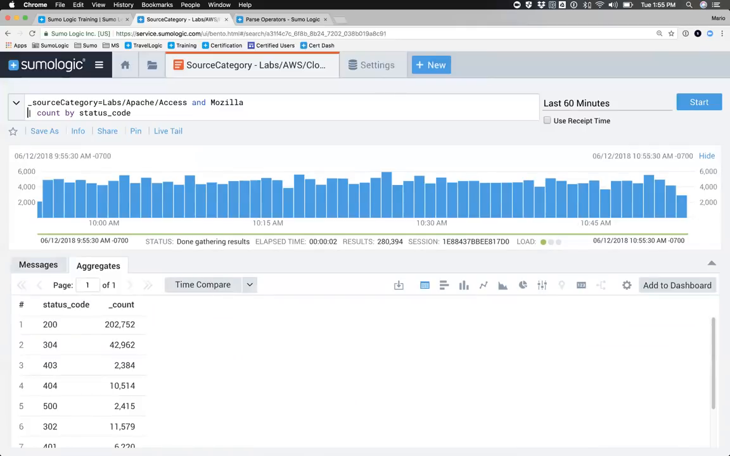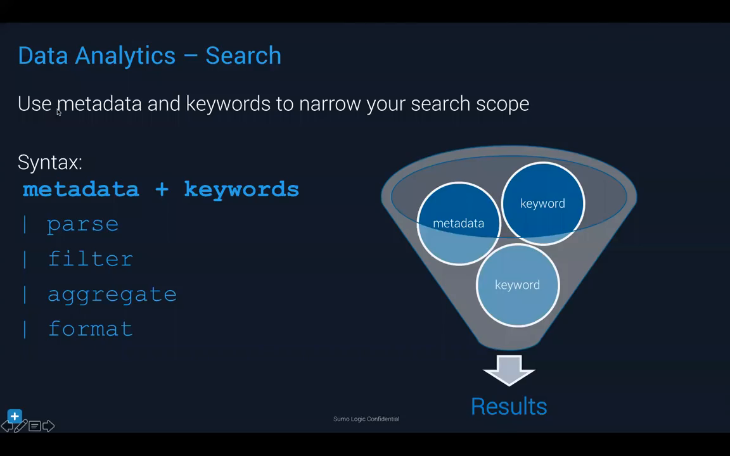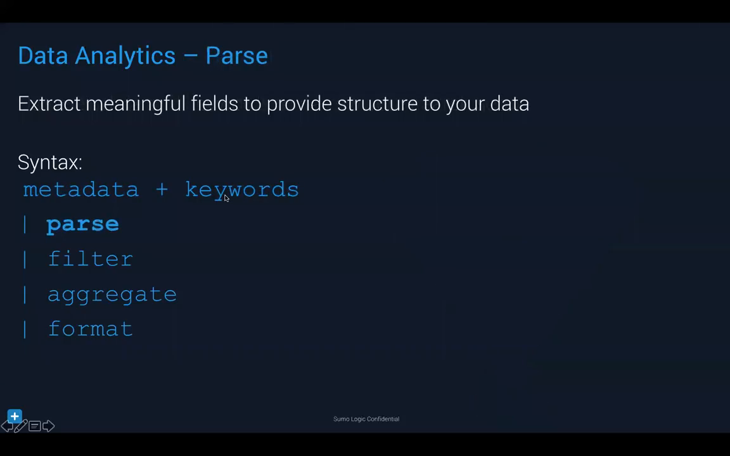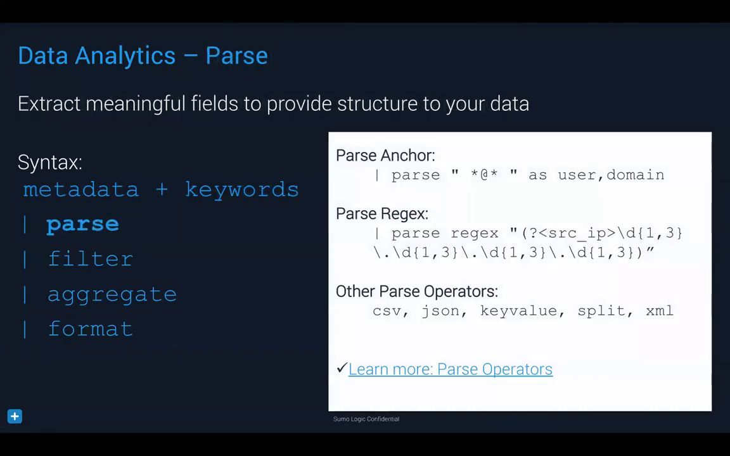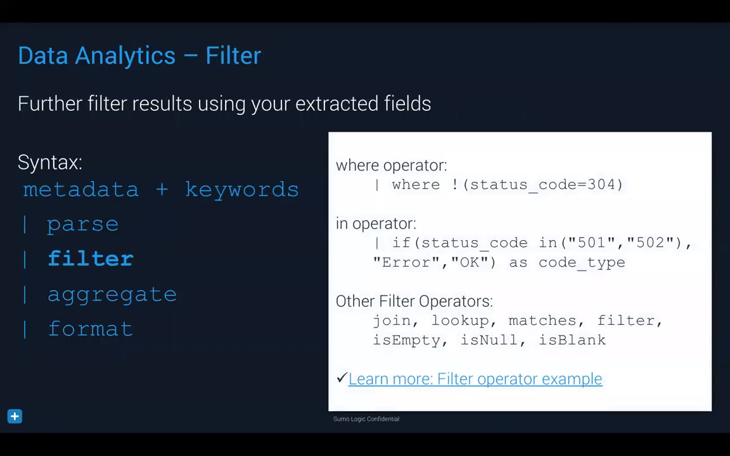Good. So with that in mind, let me just flip over to the slides here for just a little bit. I've shown you how to use metadata and keywords. I've shown you how to use parsing so that you can start parsing your data. What about filtering that data? You can start doing where clauses. You can use the if operator. You can use the join, the lookup. And unfortunately, we don't have the ability to go through all of them today. But I'll show you a brief example here.